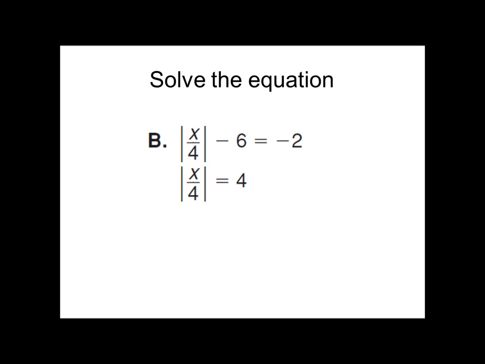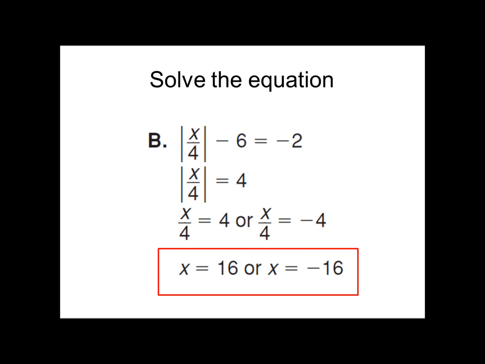Now that it's an absolute value on the left side all alone, now I can split it. So I get x over 4 equals 4, or x over 4 equals negative 4. Solve the two equations separately. I get x equals 16, or x equals negative 16.